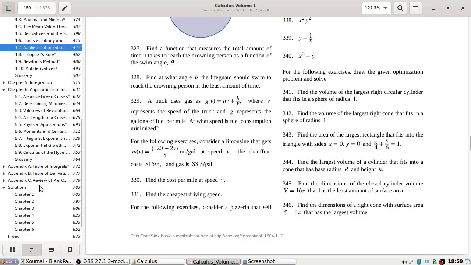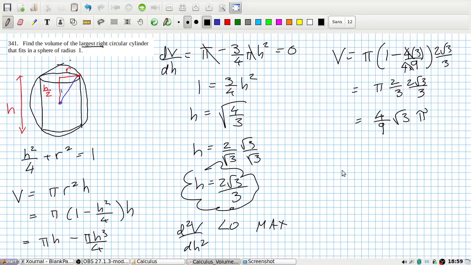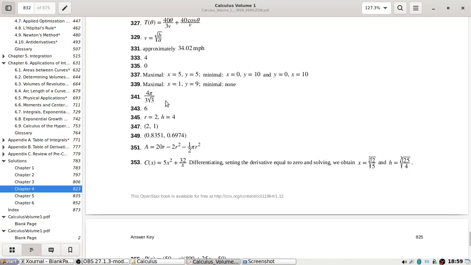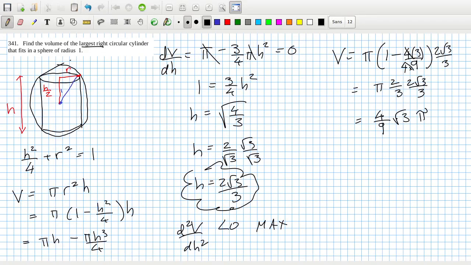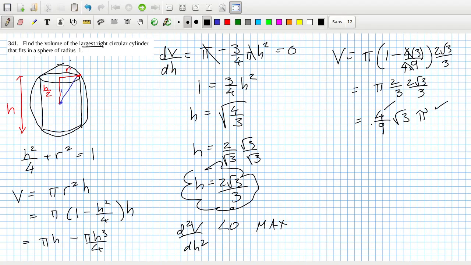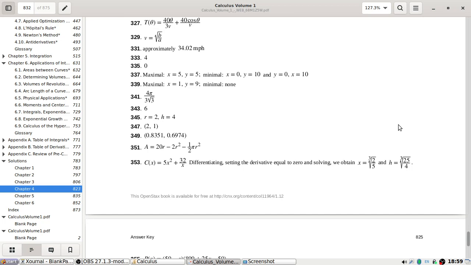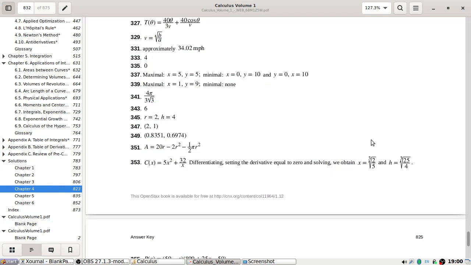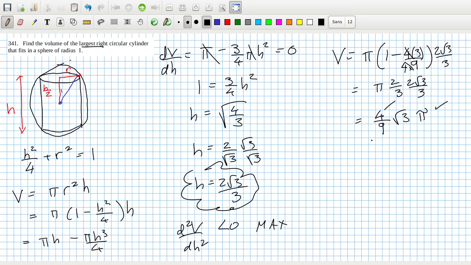Let us see. This is question 341. 4 pi, and they left it like this, 3 root 3 at the bottom. So, okay, if I divide by root 3, that'd be root 3. So it seems like I have an extra 3 when I shouldn't have. Why is that? They have 3 root 3. I have the 4 pi.